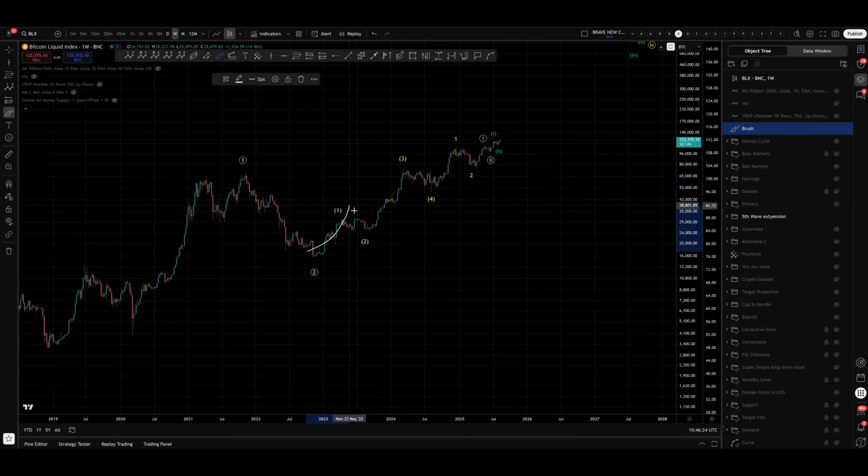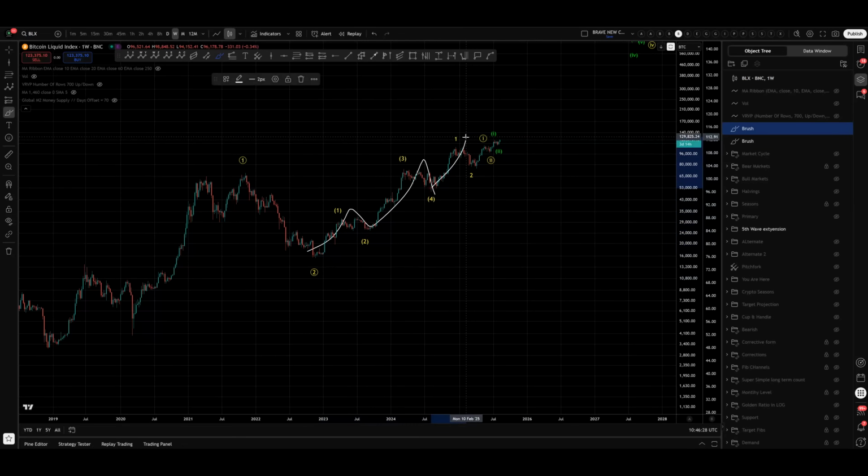So we've done 1 and 2, 3 and 4 instead of 1, 2, 1, 2. And now this is 1, 2, 3, 4, 5, and we're going to have the parabola move here within the 5th wave to complete the 3.